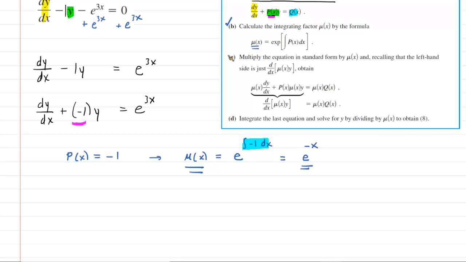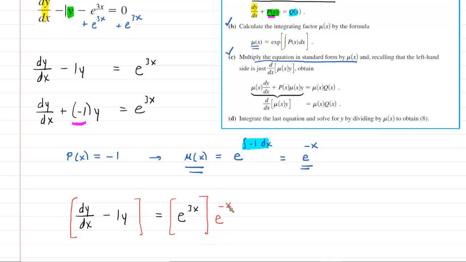That completes step 2. In step 3, we have to multiply the differential equation in standard form by the integrating factor. So let's go ahead and take our differential equation. Let's multiply both sides of it by our integrating factor, so e to the -x, like that.